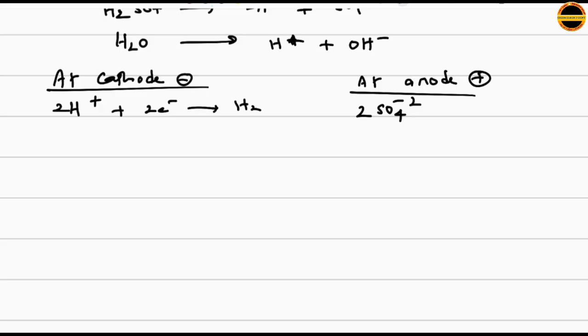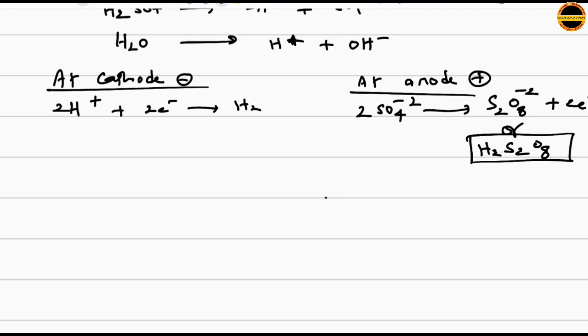Why? The factor here is concentration. Concentration is dominant here. SO4 minus 2 loses electrons and forms S2O8, meaning 2 molecules combine with the loss of 2 electrons. We can even write it as H2S2O8, which is Marshall's acid, named after the scientist. So here you remember one statement, the order of dominance.